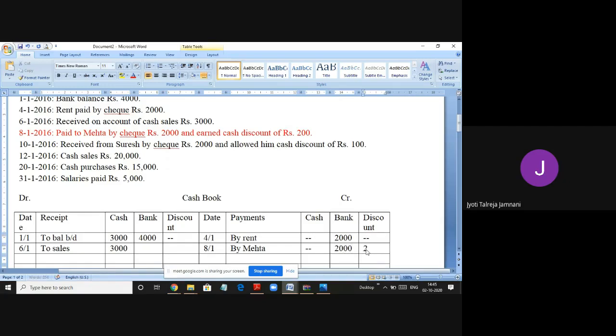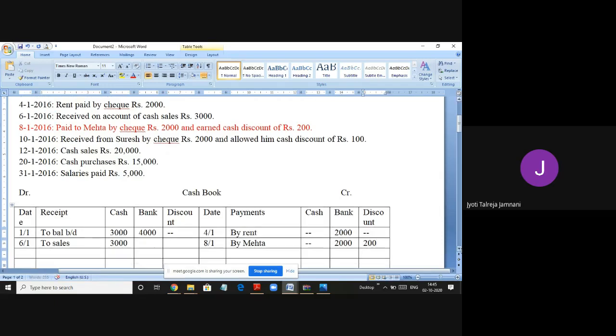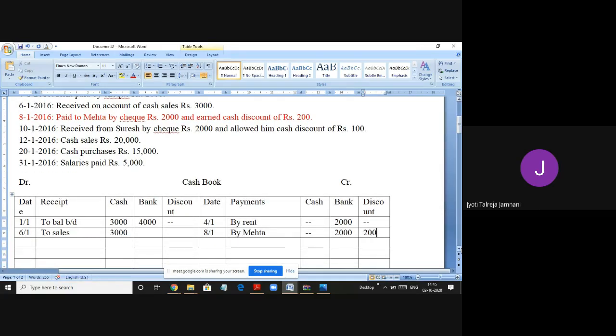So in the discount column, we will take 200 on the credit side, because discount earned is an income, and the nominal account rule says debit all expenses and losses, credit all incomes and gains. So discount earned is an income.